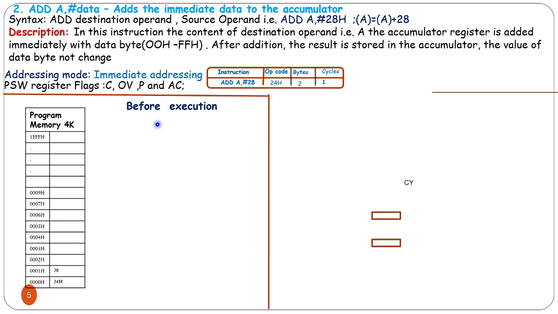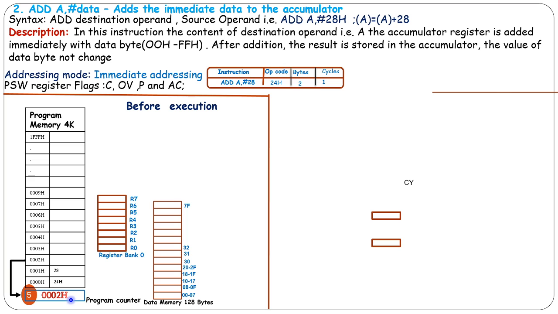What is the status of the carry flag and all these PSW flags, and what is the content of the accumulator? This instruction is stored in program memory. This is the operation code of this instruction, at address 0000H, and the immediate data is 28. So it needs 2 memory locations to execute this instruction. That is why it is named a 2-byte instruction. What is the program counter content? The program counter gives the address of the next instruction, and that is 0002H.